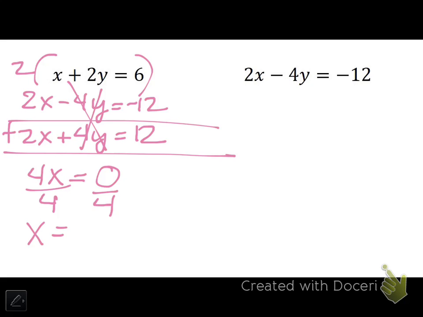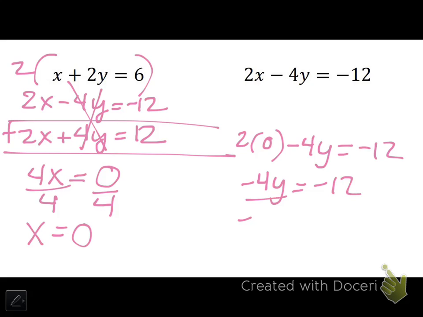X is equal to 0 divided by any number. You can put it in your calculator. It's going to be 0. Because if 0 is on top, then it's okay. But if it's on bottom, it's not okay. Okay, now we got to plug it in. 2 times 0 is 0. Divide both sides by negative 4. Y is equal to 3.